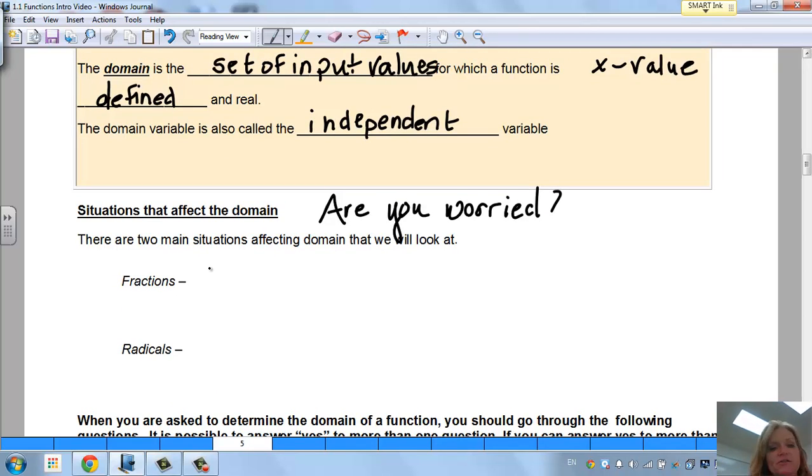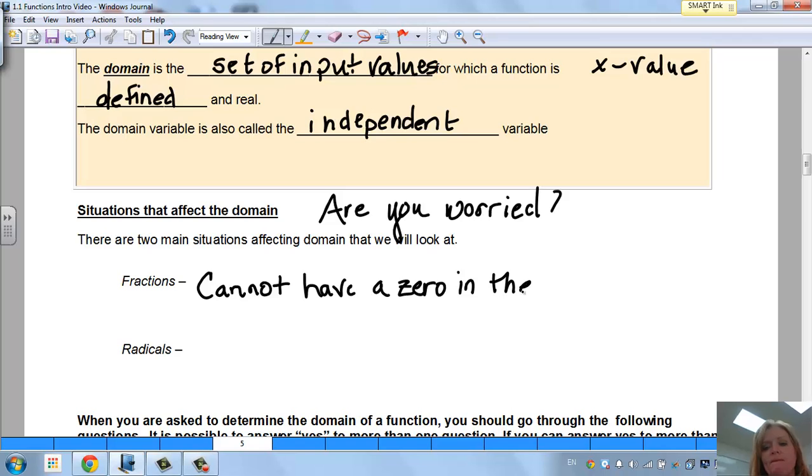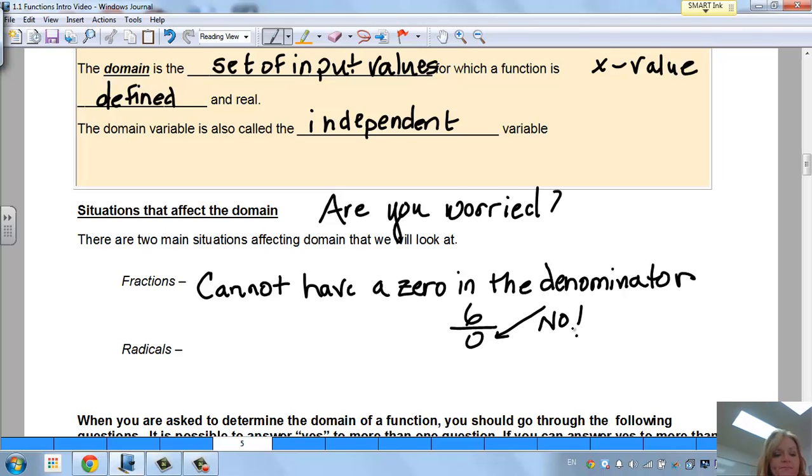With fractions, you cannot have a 0 in the denominator. So if you get a fraction, you know that you cannot put a number in that's going to make the denominator 0. So if I had 6 over 0, there's no way you could have that. No way.